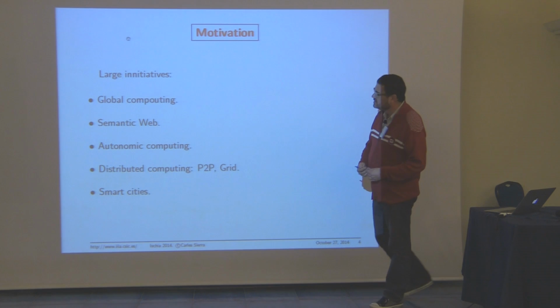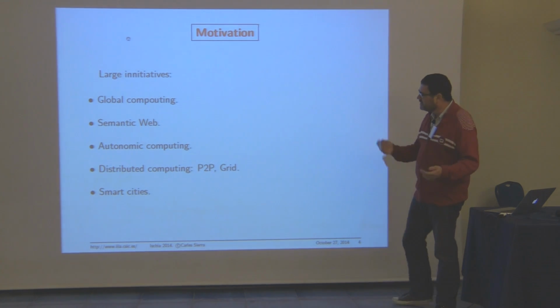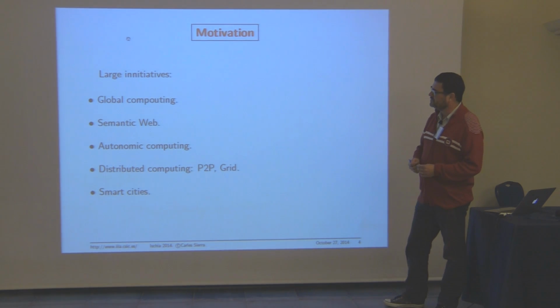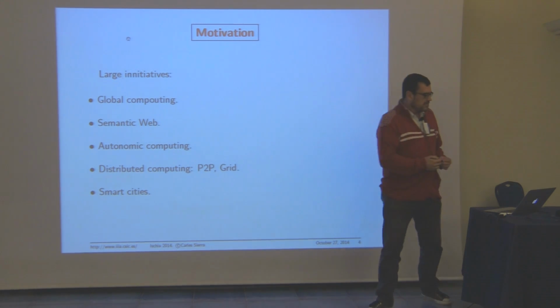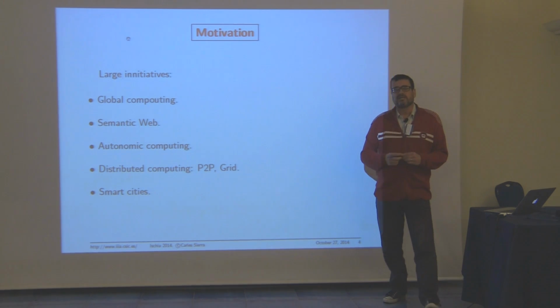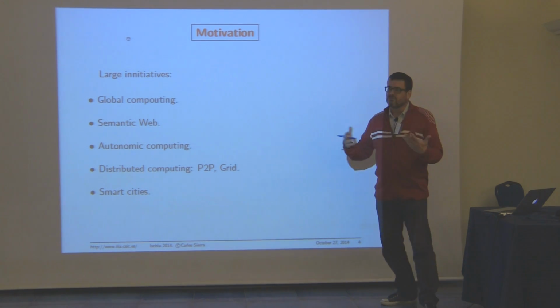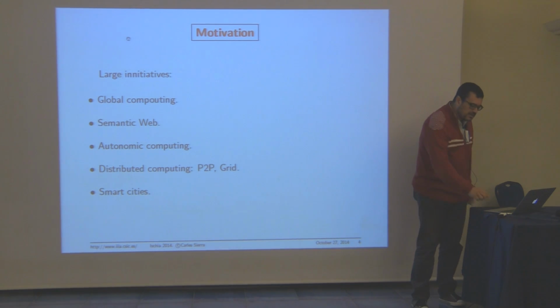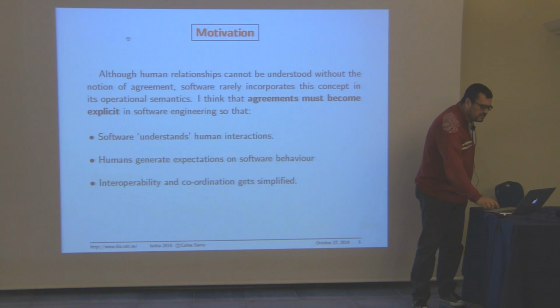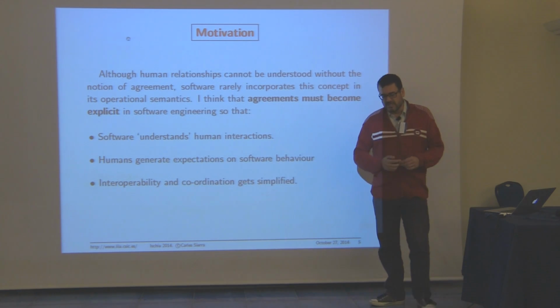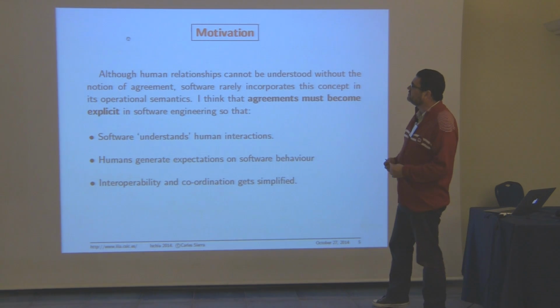A lot of money has been given into distributed computing, peer-to-peer and grid, just to put two examples, or more recently in smart cities. So all these calls basically focus on the notion of distribution, but mostly on the notion of interaction between people. So there are people using all these systems derived from this research.